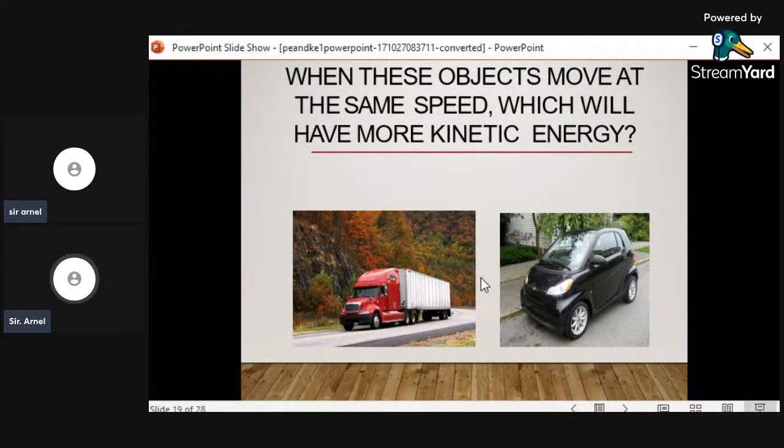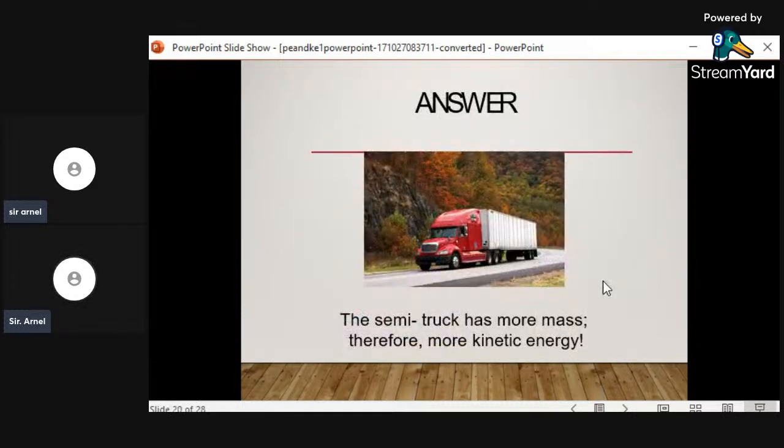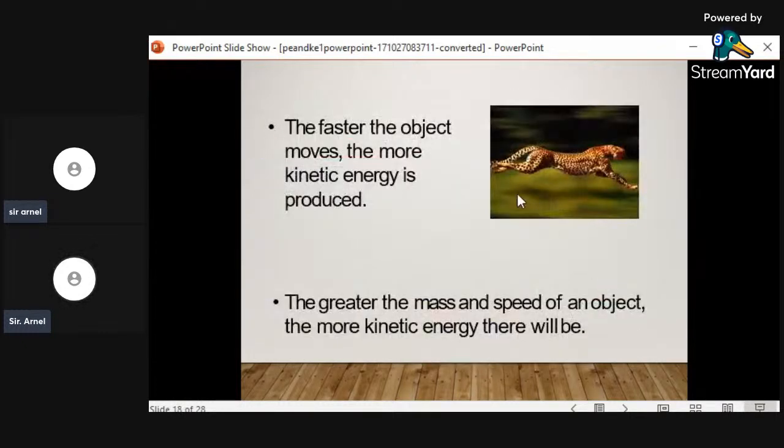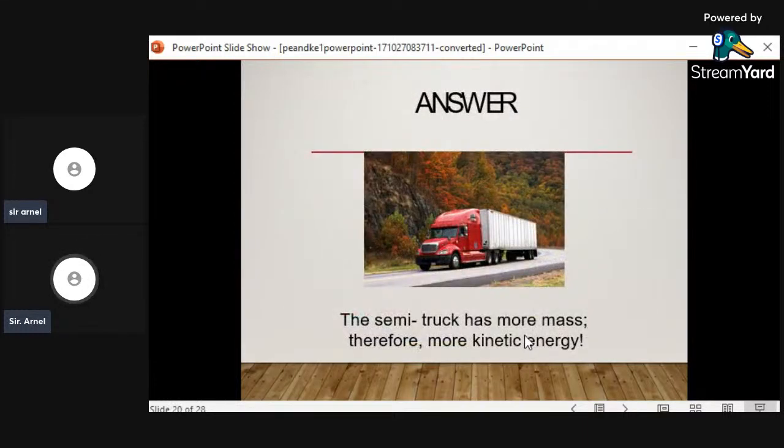When these objects move at the same speed, which will have more kinetic energy, a semi-truck or a light car? The answer is the semi-truck, because it has more mass, therefore more kinetic energy. As we said earlier, the greater the mass and speed of an object, the more kinetic energy. So the answer is the semi-truck.